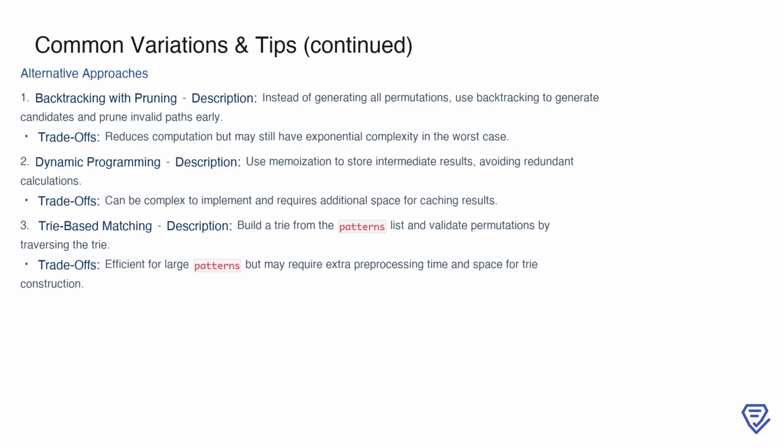Lastly, you could use a tree-based matching approach by building a tree from the patterns list and validating permutations through a traversal of the tree. This method is particularly efficient for large pattern sets but may require significant pre-processing time and memory to construct the tree. Each of these methods has its trade-offs, and the best choice depends on the specific constraints and requirements of the problem.